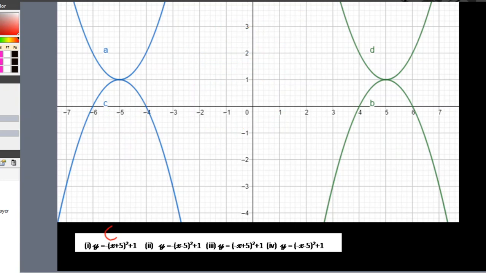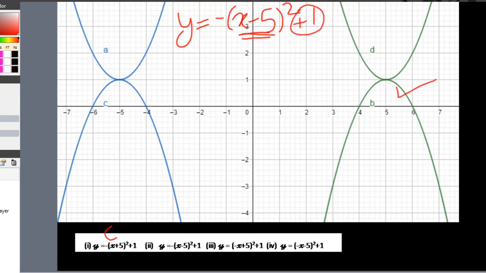Part 2 is y equals minus (x minus 5) whole square plus 1. Again the negative sign is outside of the bracket, so it will be an inverted U graph again. When we equate this to 0, we get x equals plus 5 and the graph will go 1 unit up, so it is figure B for part 2.